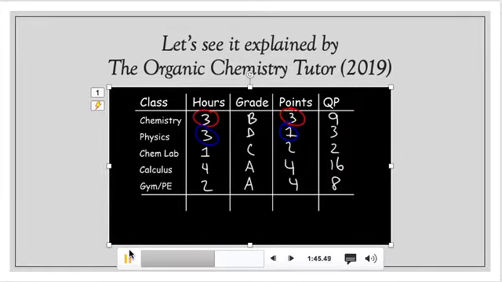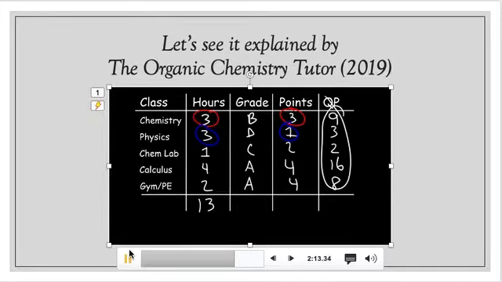Now, the next thing we have to do is calculate the total number of credit hours and the total quality points. So let's add up these numbers. 3 plus 3 is 6, plus 1 is 7, plus 4 is 11, plus 2 is 13. So we're taking a total of 13 credit hours in this particular semester. Next, sum up these values.